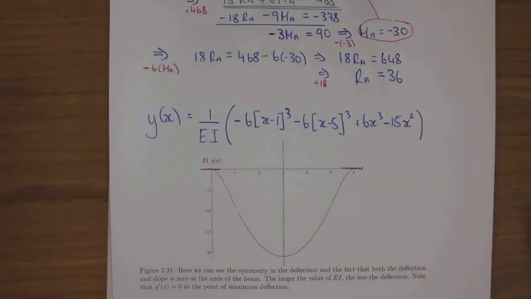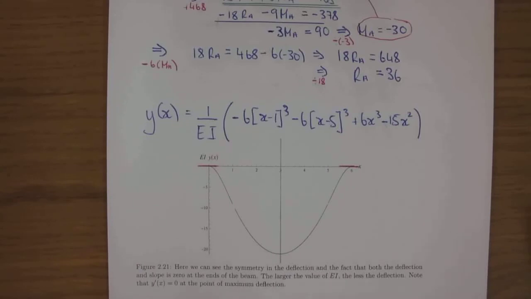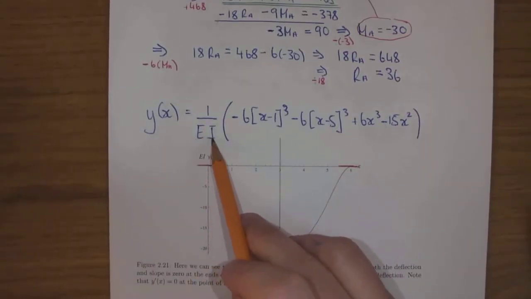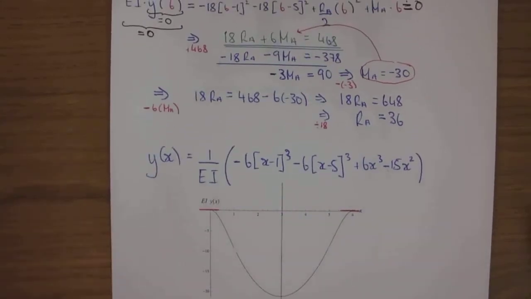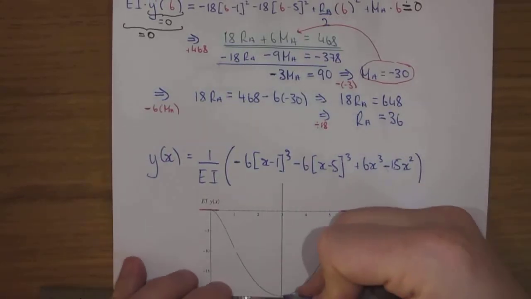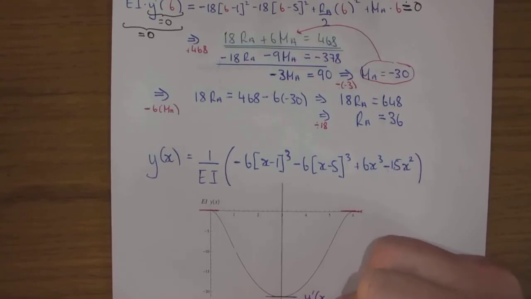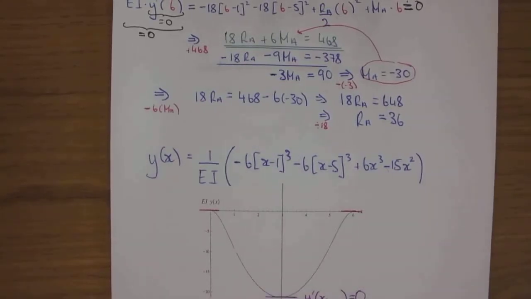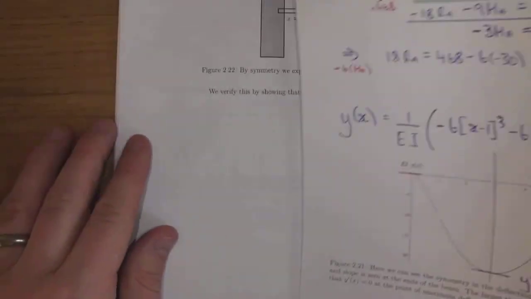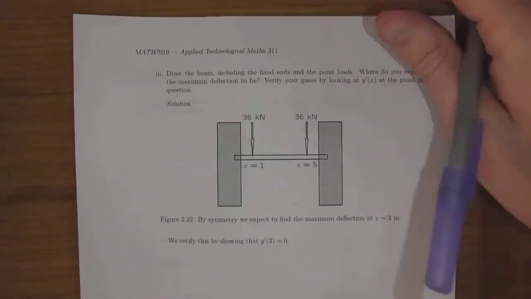And the fact both the deflection and slope is 0 at the end of the beam. The larger the value EI, the less the deflection. So if this is a big number, you divide by a big number, it's very, very small. And note also by symmetry that the slope here is equal to 0. I'm just going to call this x max. I'm going to go fast. I think I've got about 5 seconds left. There's one more question to draw a picture, and sure, we did that.